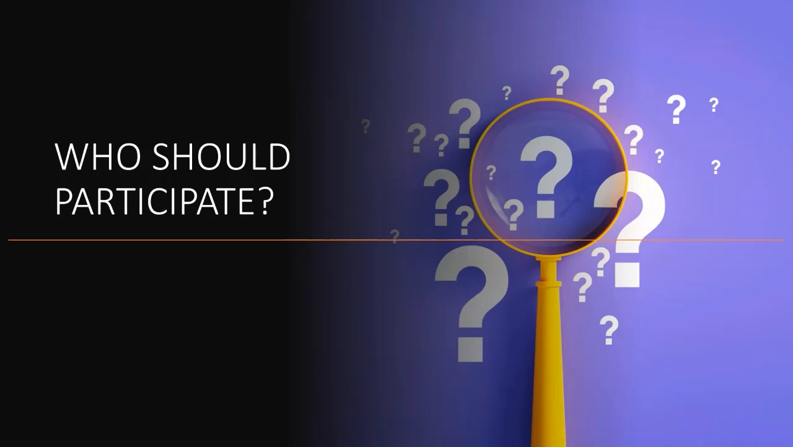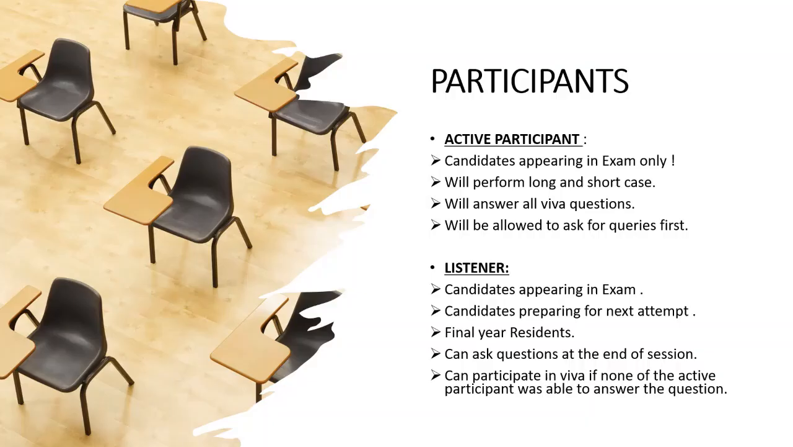So who should participate? We have planned the course in a way that 2 types of participants will be there. Active participants will be the candidates who will be appearing in the exam. They will perform long and short cases. We are not dealing with chokes, okay? We are dealing with long and short cases, and I'll let you know about the format in a minute. These candidates will perform the case and answer all the Viva questions. If they fail to do the relevant things, then the listeners get the opportunity to jump in and answer the questions, okay? A listener can be anybody who wants to improve their knowledge or who is appearing in the exam.